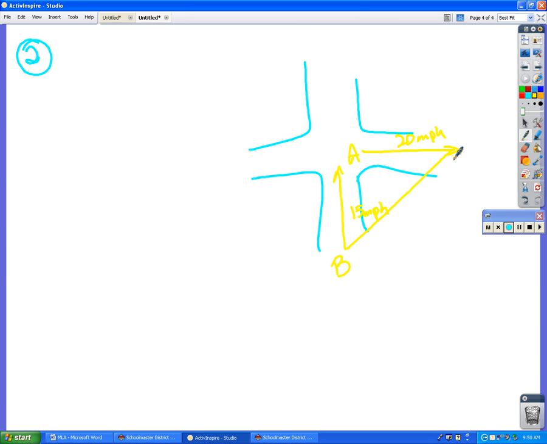So this is one of those really easy ones. Well, it's the Pythagorean theorem. So x squared plus y squared equals z squared. What are we trying to find? We're trying to find the diagonal distance, the rate at which that's changing, so we're trying to find dz/dt.